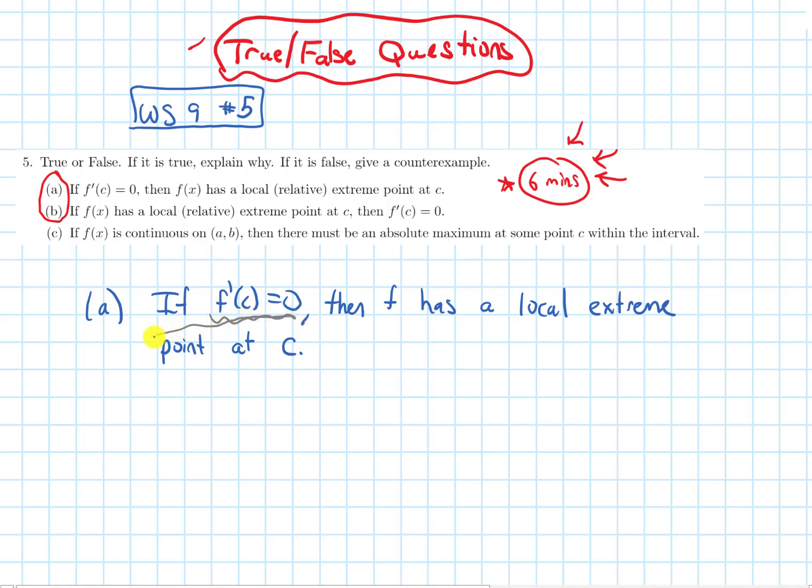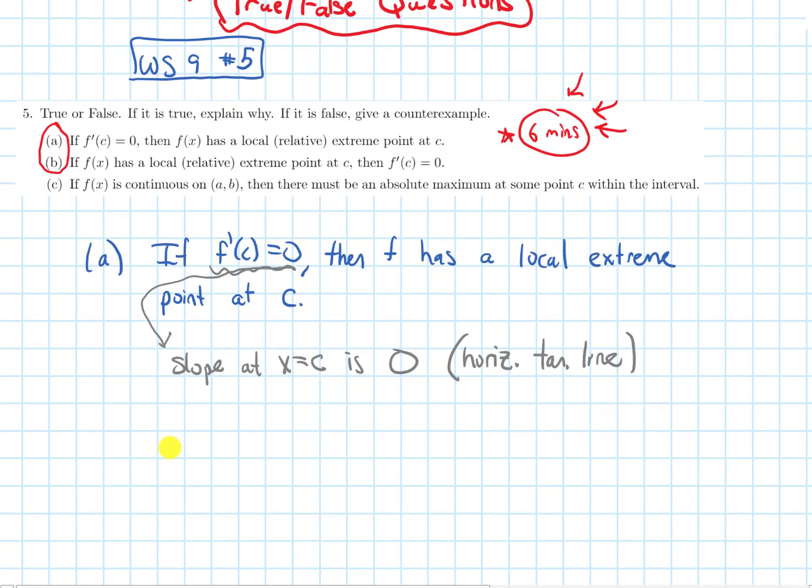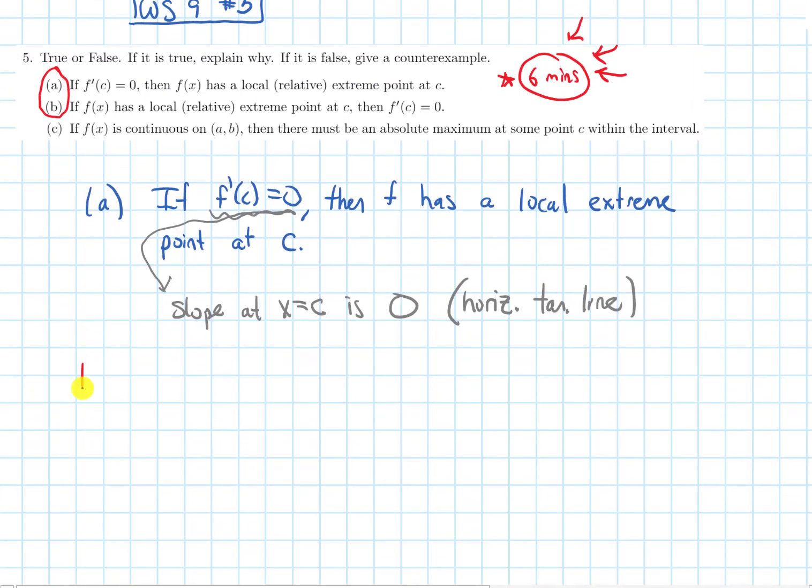If the derivative is 0, that means the slope of the tangent line at x equals c is 0. That's what the derivative tells us. And that means I have a horizontal tangent line. So if I have a horizontal tangent line, does that mean that at that point I have to have a local max or a local min? And the answer is no. So this is going to be false. So let's give a counterexample. So here is a counterexample.